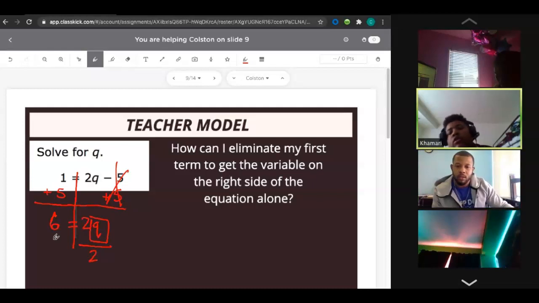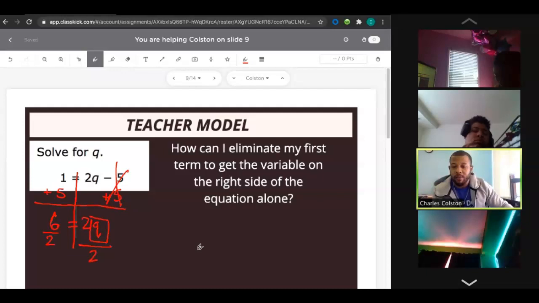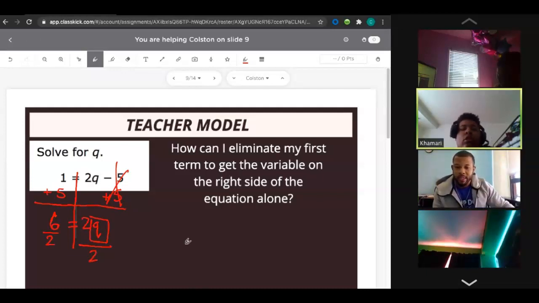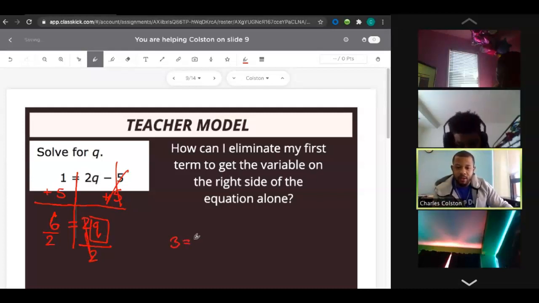No, you got to divide 2 on the left. On the left, too. Great job. So 6 divided by 2 gives me what? Great job, Chase. 3. 6 divided by 2 gives me 3. These 2's get canceled out. 3 equals q.